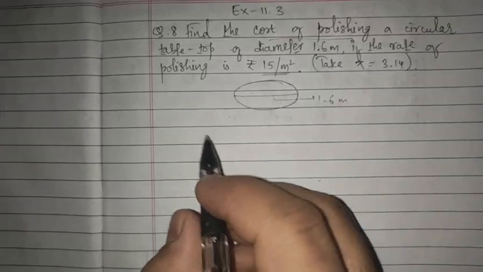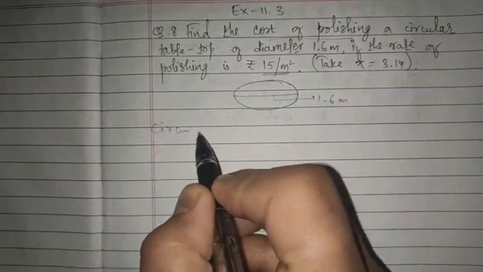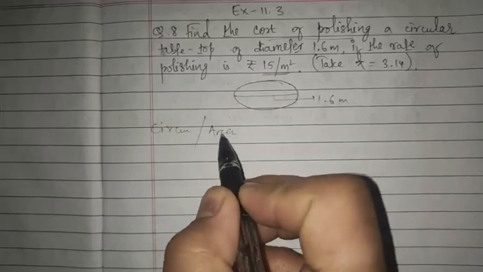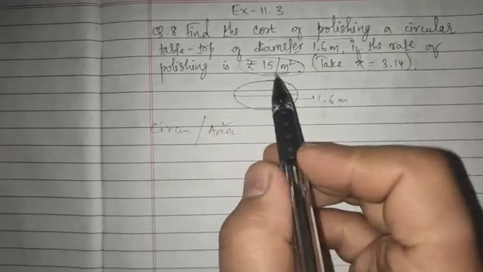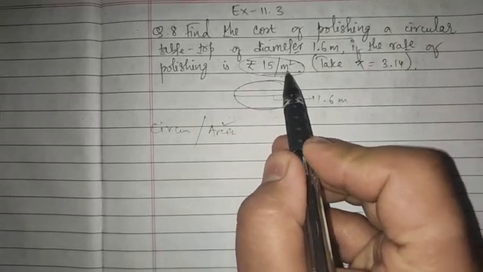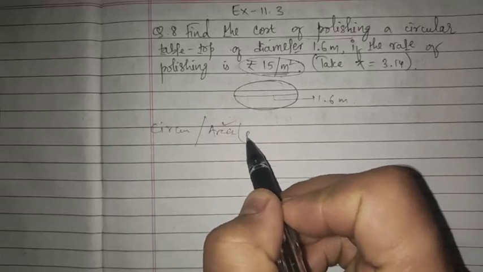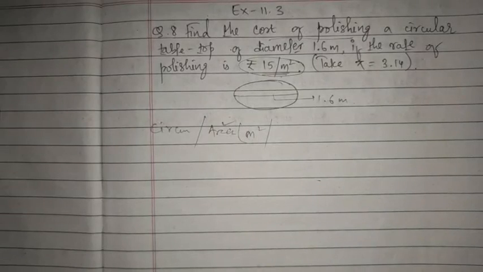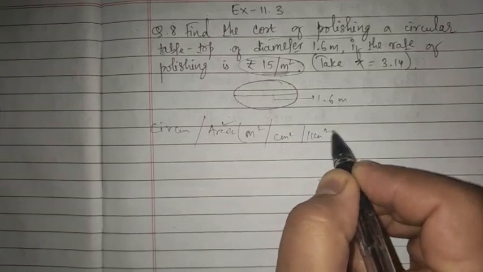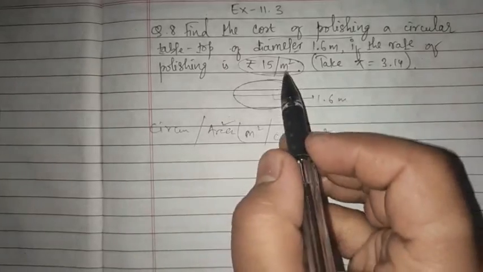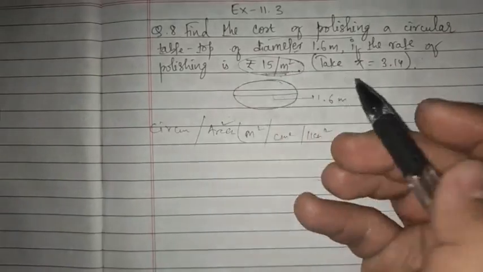Now here, what are you going to find? You are going to find the circumference or area. I will say area, because in the question the cost of 1 meter square is given. Meter square indicates that it is area. In case of area, the unit is meter square, centimeter square, kilometer square, right? So wherever you see meter square, that indicates an area.